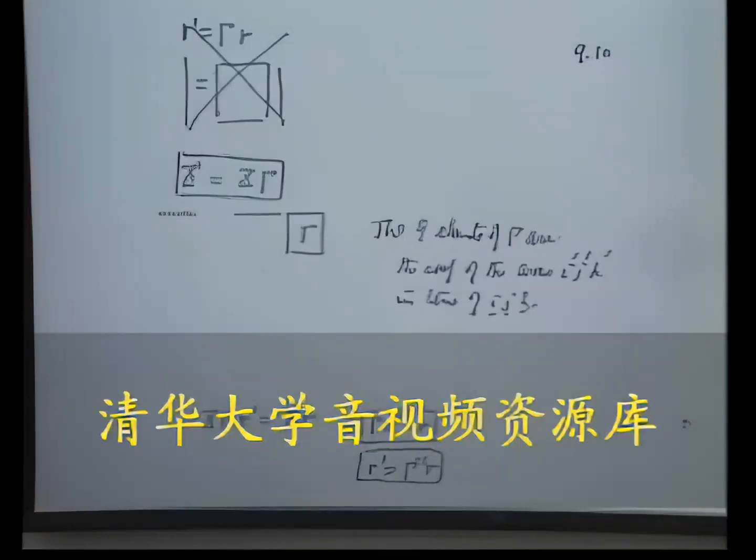We could have defined gamma inverse by this formula. In other words, r prime is x prime and y prime z prime. x prime and y prime z prime are linear combinations of x, y, z. And so it has 9 coefficients, and that 9 coefficients is gamma inverse.